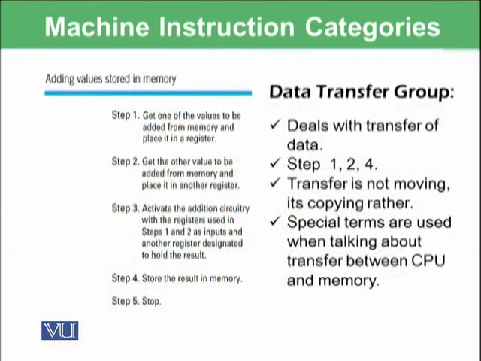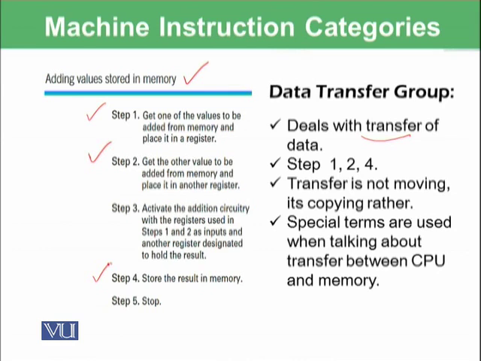So the first group is the data transfer group. It deals with the transfer of data. For example, you have learned this algorithm previously, adding two numbers. In this, you can see that step 1 is to get one of the values to be added from memory and place it in a register. Such work is known as transfer. So step 1, step 2 and step 4 are data transfer group instructions, which are used within this algorithm that we learned in the previous module.